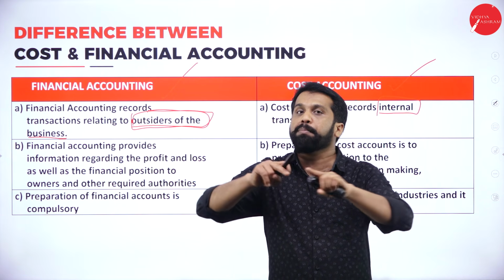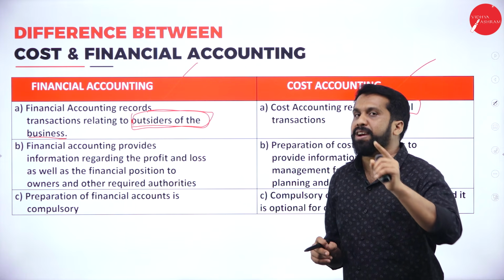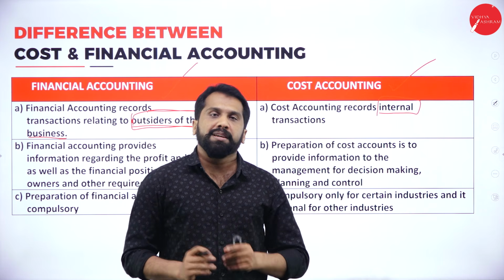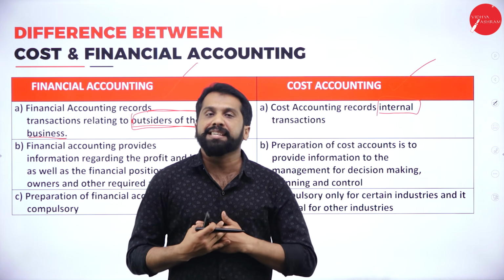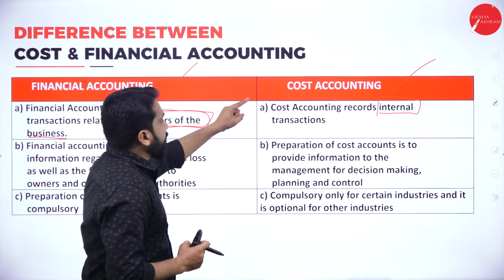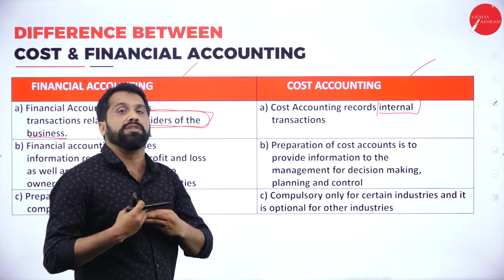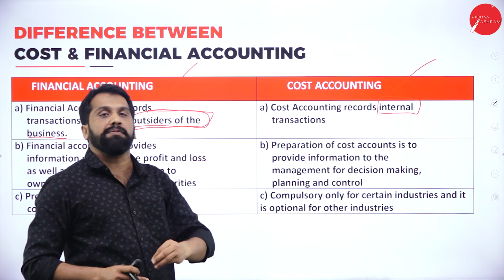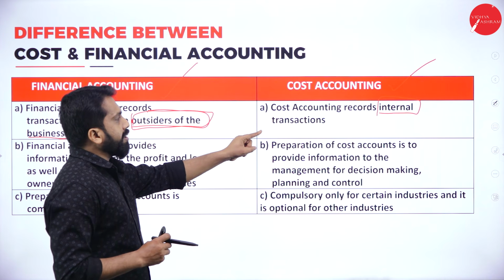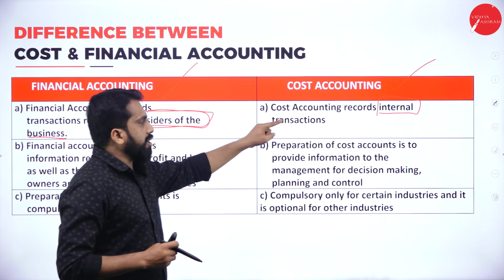Who knows this? Only the management will know. They know what is the cost of that Coca-Cola bottle. Why are they selling at 10? They have to spend a huge amount on advertisement. Those kinds of information as a customer we don't know, but as management they know. Why? Because cost accounting will give you all that information. Cost accounting will not give information to the customer. Cost accounting will give information only to management. That's why cost accounting records are internal transactions. Financial accounting is external and cost accounting is internal.